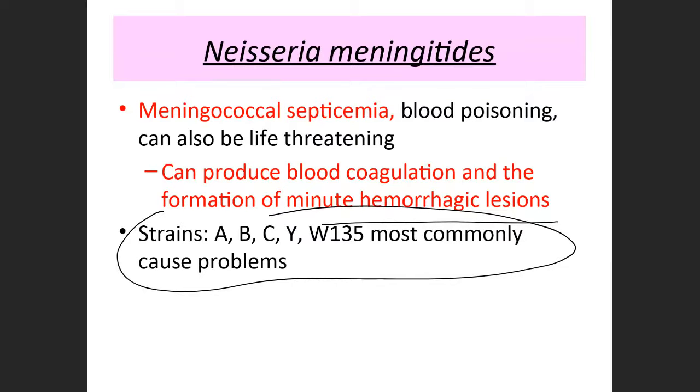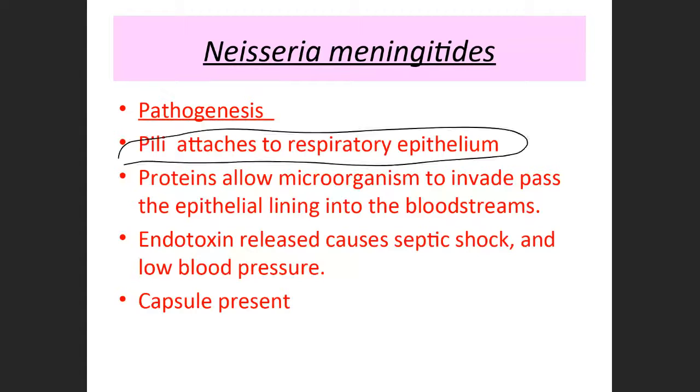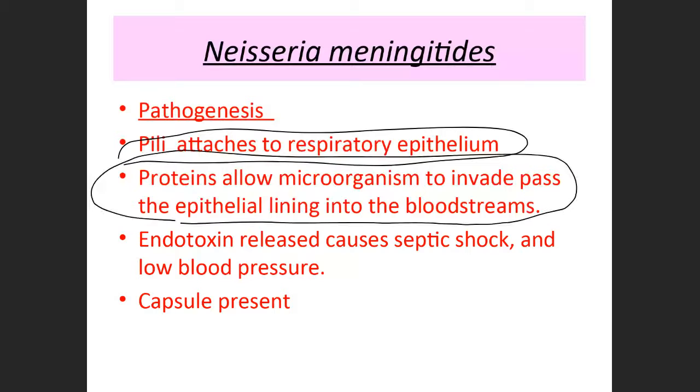But we do have vaccines for the most common strains. Pathogenicity is the same as that of gonorrhea. It has pili that can attach to the respiratory epithelium, and then it has proteins that allow the organism to invade into further tissue. The endotoxin lipid A causes septic shock, and there may be a capsule present.